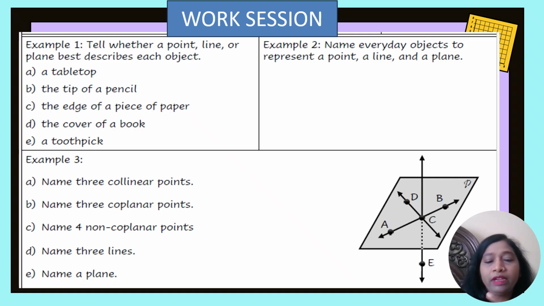And example 3, there is a picture given to you. So in this plane, they have mentioned a few lines. So you have to name 3 collinear points, name 3 coplanar points, name 4 non-coplanar points, name 3 lines, name a plane. Okay. And you can take 10 minutes to do this activity. So let's go and start on Lumio.